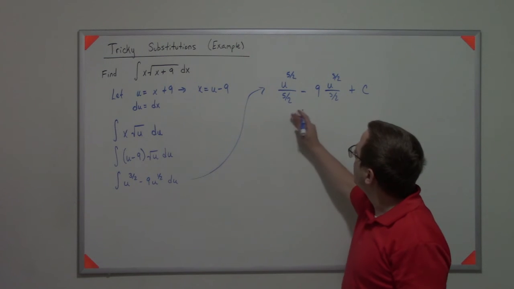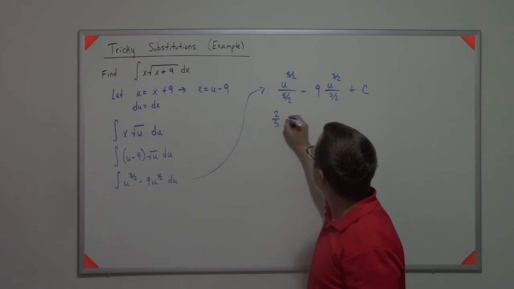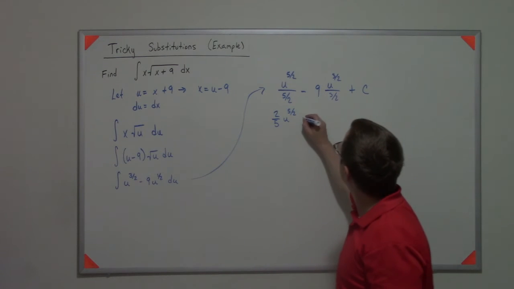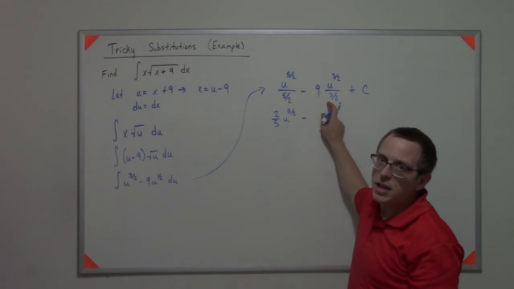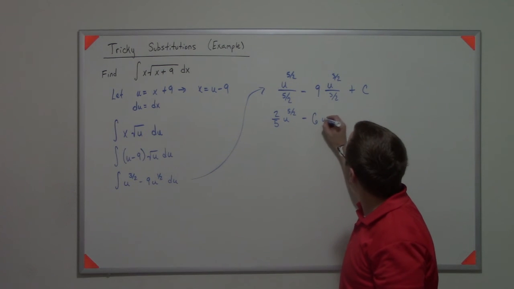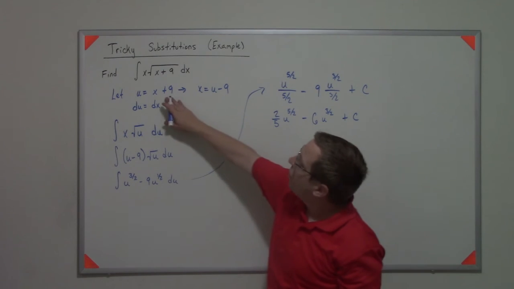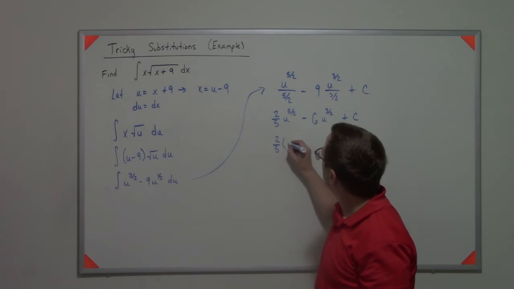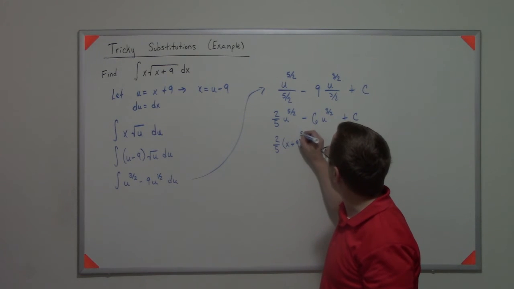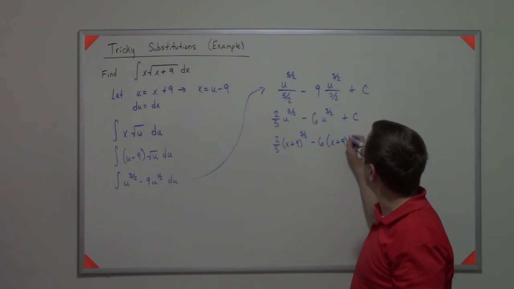Now this is pretty ugly, so let's figure that out. This is going to be 2/5 u to the 5 halves minus, multiplying by the reciprocal, 2/3, that becomes 18/3 or 6 u to the 3 halves plus c. And then we go back to the original: 2/5 times x plus 9 to the 5 halves minus 6 times x plus 9 to the 3 halves plus c.